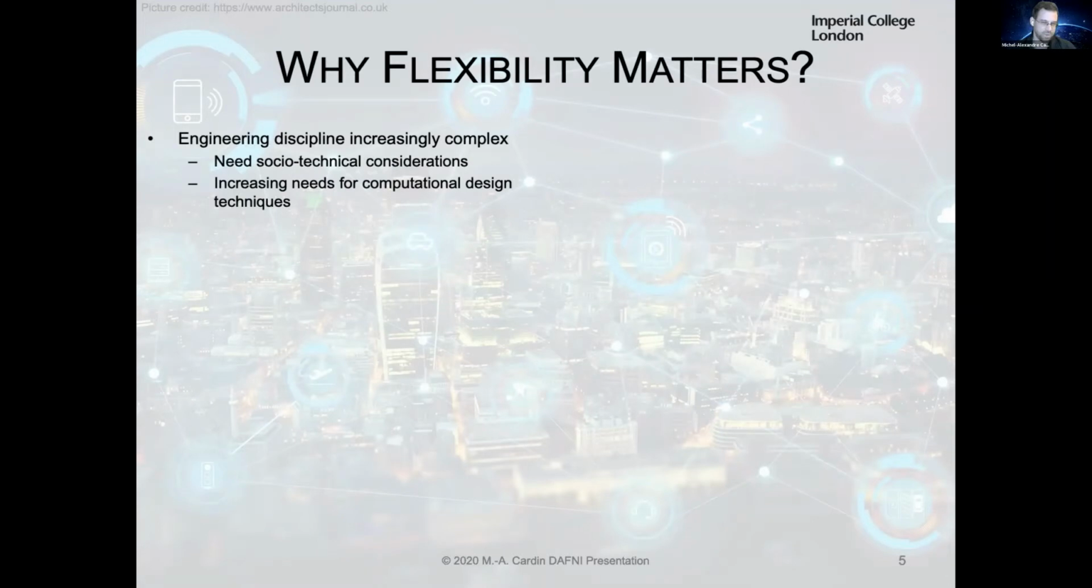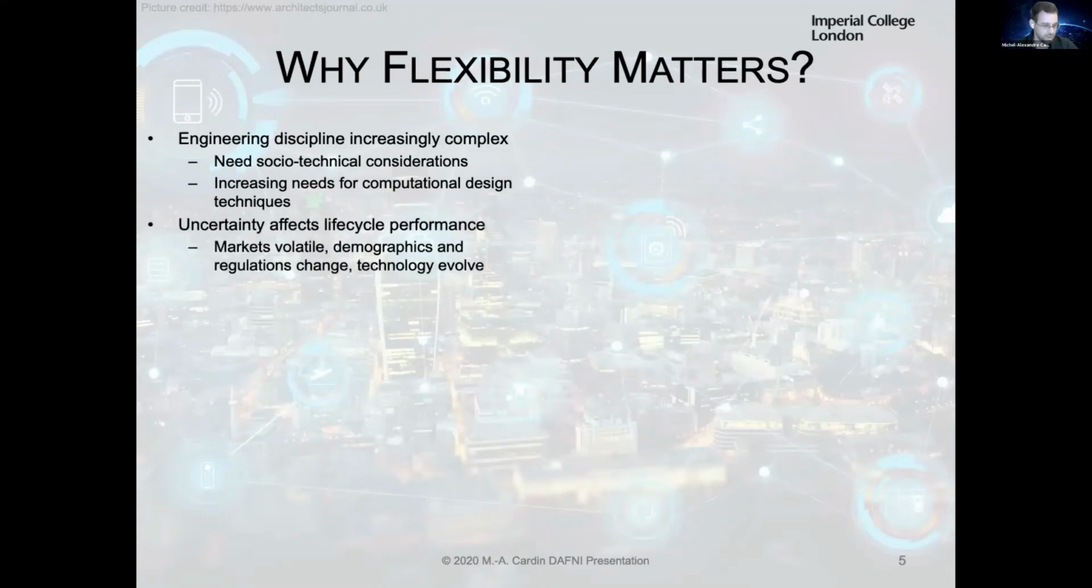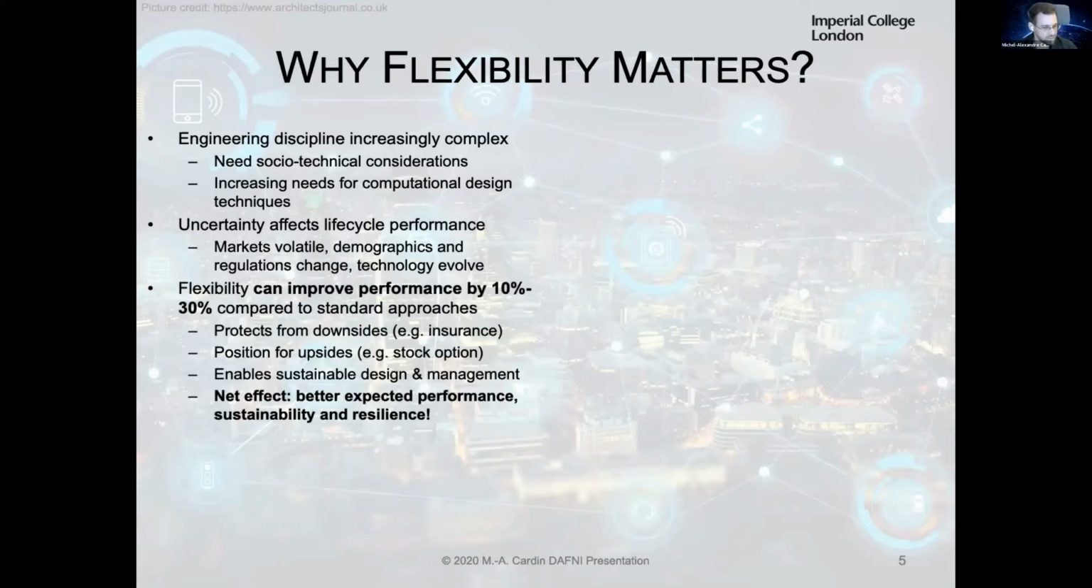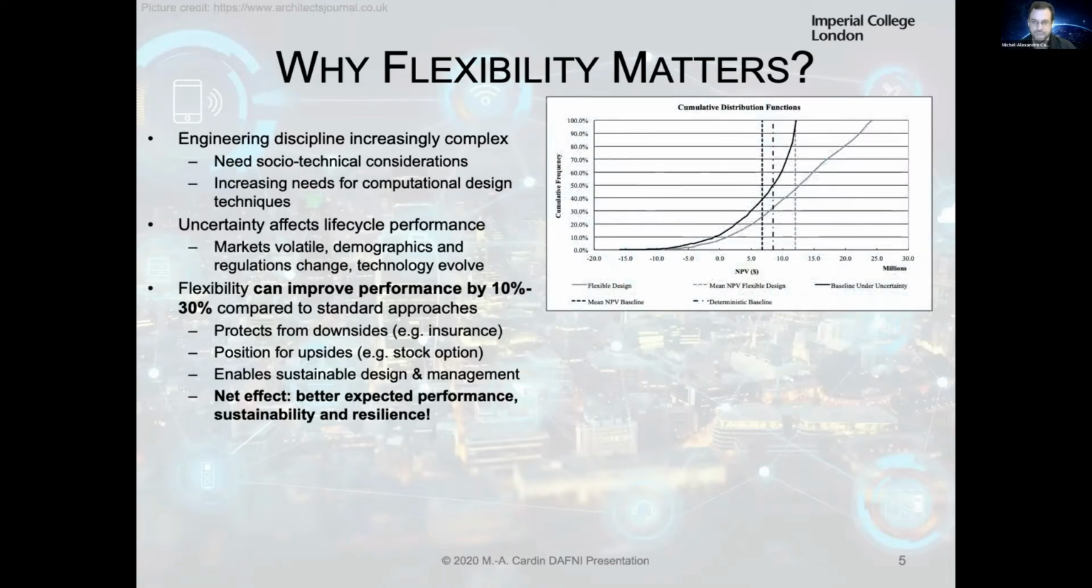Why this is important, and I think this is in the spirit of the DAPNE initiative, is that the engineering discipline as a whole is becoming increasingly complex, and we need to be a lot more careful about including these sociotechnical aspects. So there is uncertainty affecting life cycle performance, and flexibility is clearly a way to deal with these uncertainties by protecting from downsides, positioning for upsides, with the net effect of improving the expected performance. This is the work I do. I develop design methods, test them, evaluate them, including optimization, stochastic simulation methods, and more recently, machine learning techniques to help in the way that we think about designing systems and infrastructures.